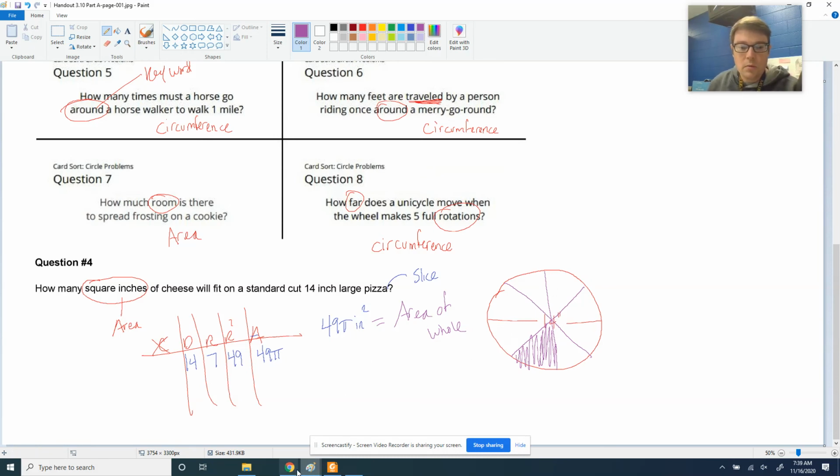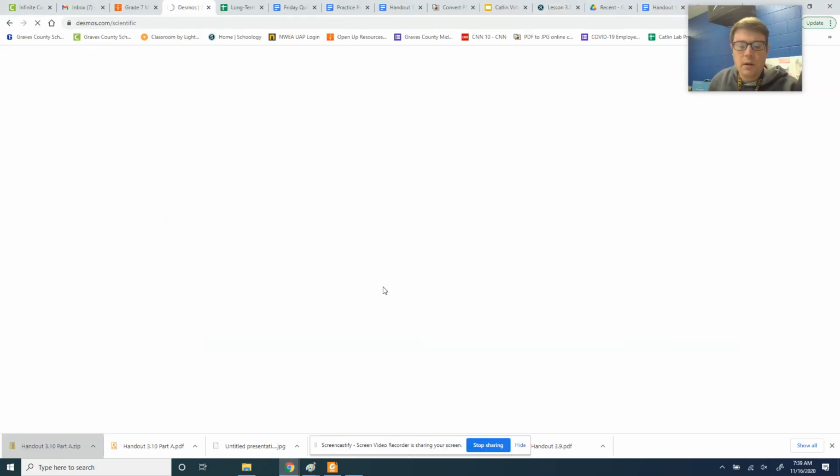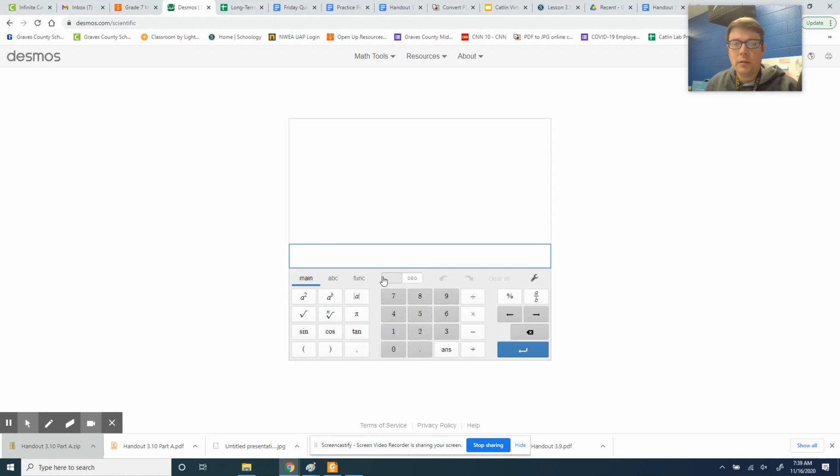And so what we're going to do is go to our handy dandy Desmos Calculator over here, and type all this in. So the first thing that I'm going to do is find the area by doing 49 times pi, 3.14. And once I get that product, then I can divide it into 8 parts. So times 3.14, there's that solution. I'm going to take that answer and divide it by 8. And so my estimation is it's really close to 19 square inches. So about 19 square inches on a general slice of pizza.